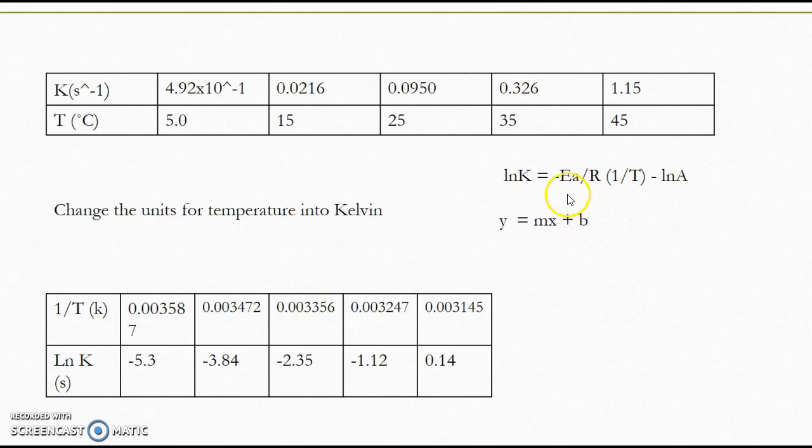Our y value is going to be ln k, so we're going to take the ln of each rate constant. Our x-axis will be 1 over T, so once our temperature is in Kelvin, it will be 1 over that Kelvin temperature. Once we have obtained all our new values, we will be able to graph them, with the x-axis being 1 over T and the y-axis being ln k, and find our slope.